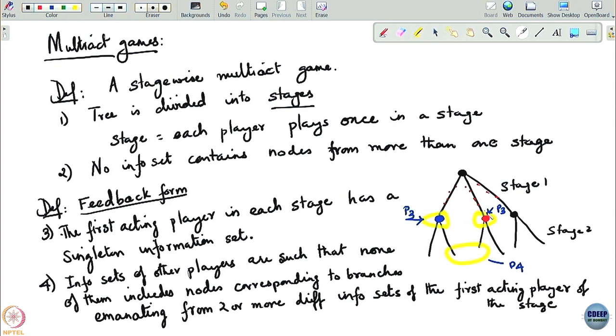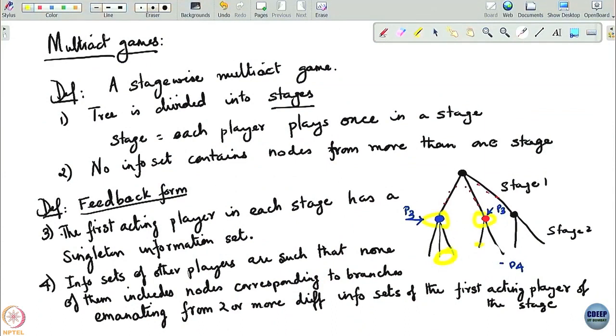All right, okay. But that doesn't mean that players have perfect information. Players could have loss of information. For example, as I said, this is not allowed, but any of these kind of things are allowed. It's quite okay for a player to not know whether, within the stage, he is at this node or this one. So long as these information sets don't go across from this branch into this branch, and they don't go across from one stage to another, we are perfect. That is perfectly okay.